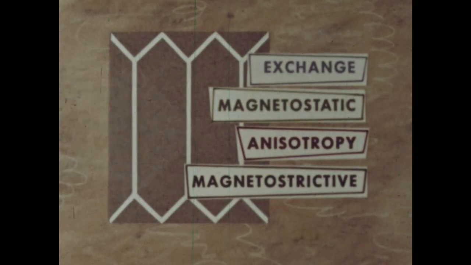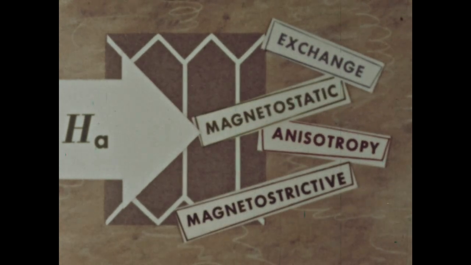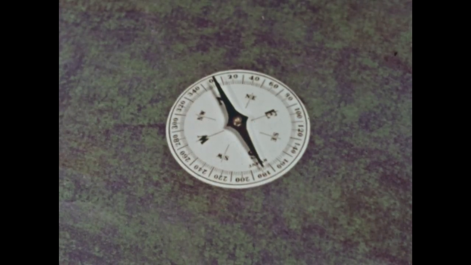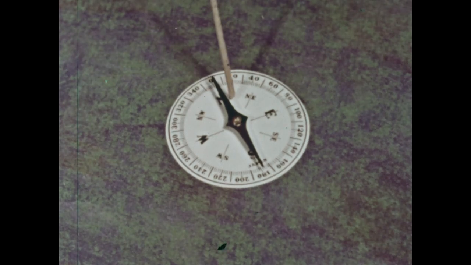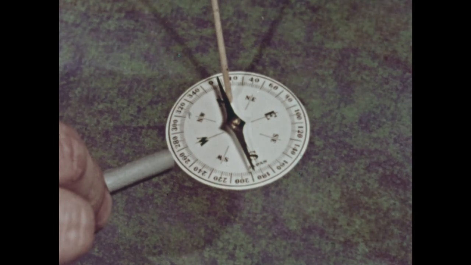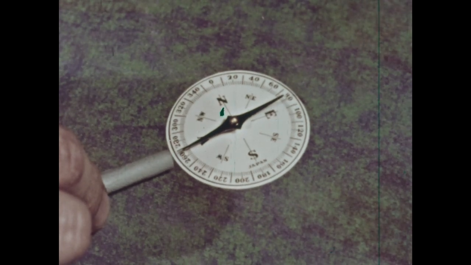When a field is applied to a specimen containing domains, the minimizing balance of the four basic energies is upset. The field tends to increase the magnetostatic contribution, and the other energies readjust to minimize the total energy. With this compass, we can demonstrate the effect of this added energy. If we hold the needle in this position and apply a field, the energy of the system is raised. The compass needle, when released, tends to align with the field because this action lowers the energy of the system.